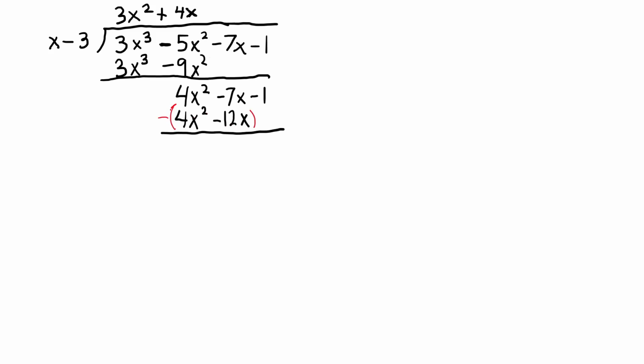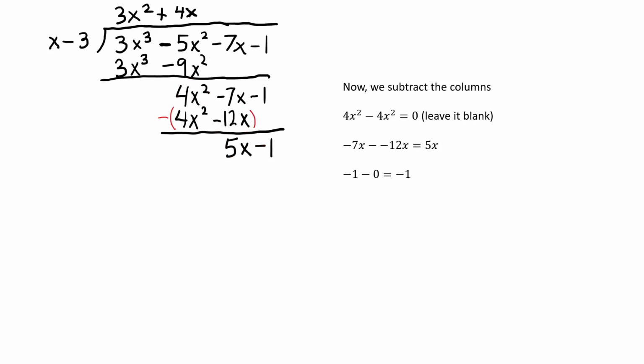Now, what we then have to do is put a bracket around the whole thing and put a minus sign in front because we're going to subtract that whole quantity. Well, 4x squared minus 4x squared is 0, so we leave it blank. Negative 7x minus negative 12x is positive 5x, and we bring down that minus 1.